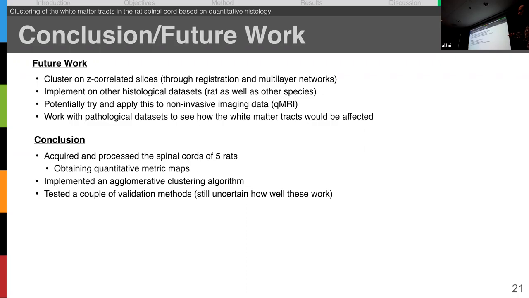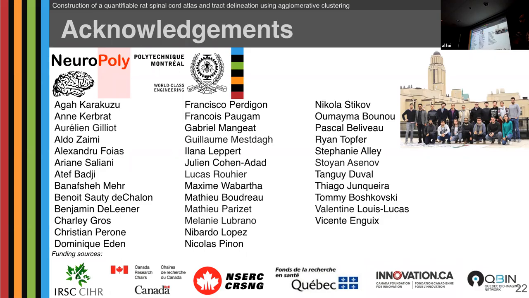And so basically to conclude, we acquired and processed a spinal cord of 5 rats, to which we applied an agglomerative clustering algorithm, as well as other algorithms, on the average of those 5 rats on the quantitative metric maps. And then we also tried to test a couple of validation methods, but they still don't seem to be perfect as of right now. And so we're still looking to improve this work as well.